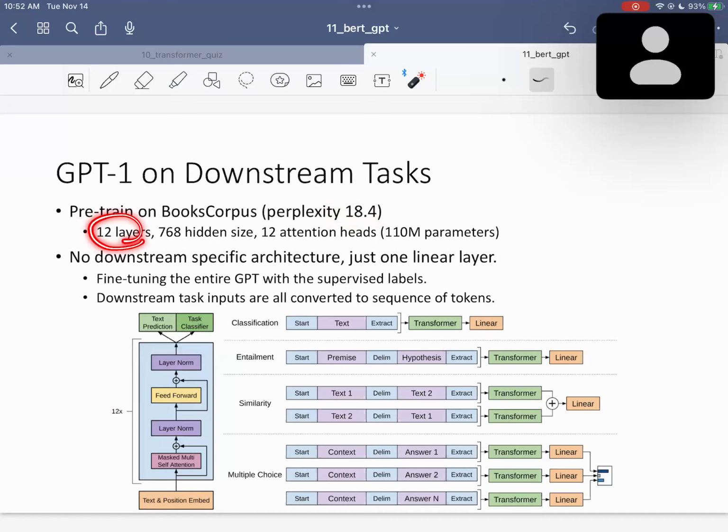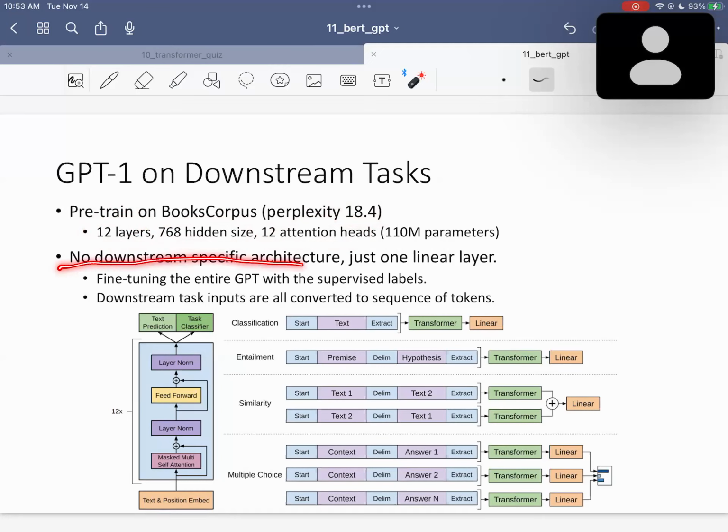And it has 12 layers. So instead of having 6 layers in the encoder and 6 layers in the decoder, they put all 12 layers on the decoder side because they didn't need an encoder. So it's a decoder consisting of 12 layers. The hidden size was 768, and they used 12 attention heads instead of 8, which was in the original transformer sequence-to-sequence paper. So that's the architecture.